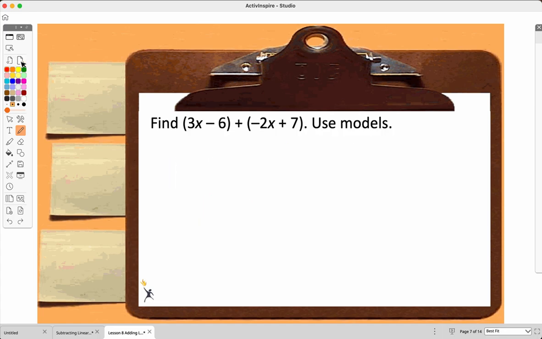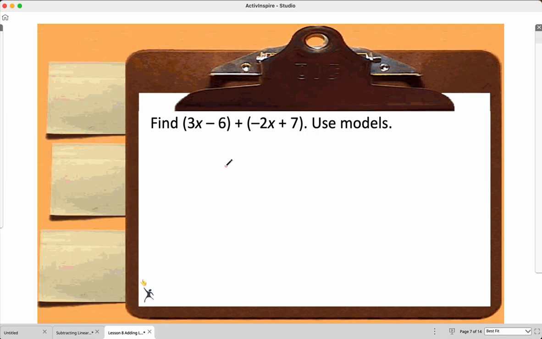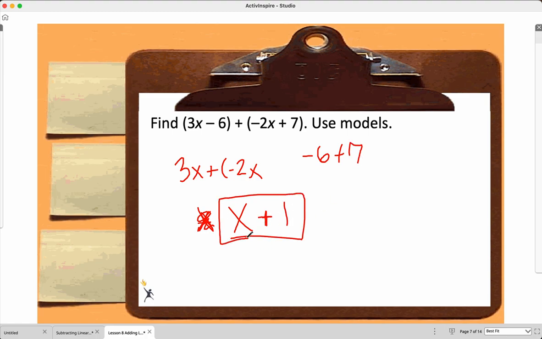All right, it's your turn to give this one a try. Don't worry about the models. Again, if we didn't know our integer rules, we would definitely keep that in mind. All right, so you set it up as 3x plus a negative 2x to get positive x once more. And negative 6 plus 7 gives me another positive 1. There's my answer. It's as simplified as it can get.